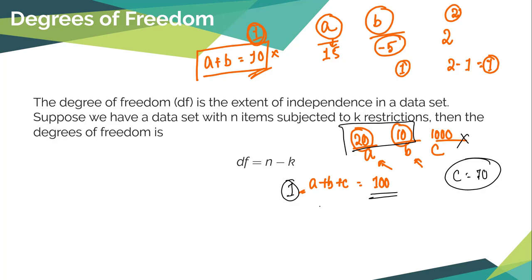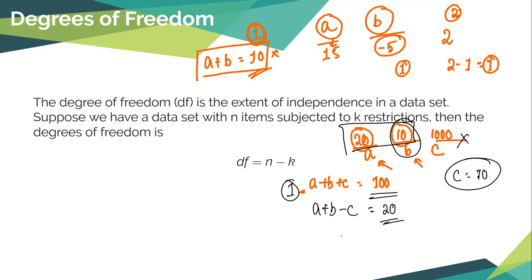So what if I impose another condition that a plus b minus c should be equal to 20, let's say? If I impose another condition, in this case I will lose another liberty. The higher the number of conditions you impose on your data set, the lesser the liberty enjoyed by that particular data set.